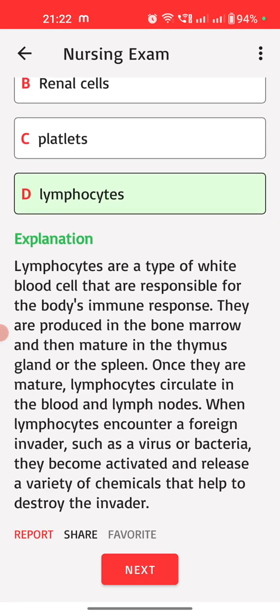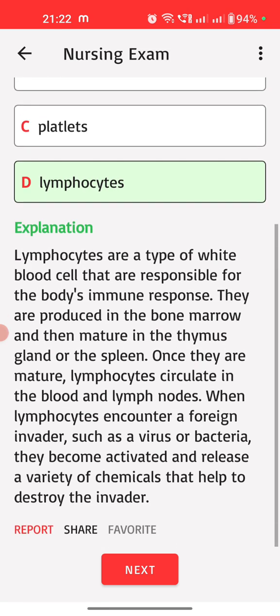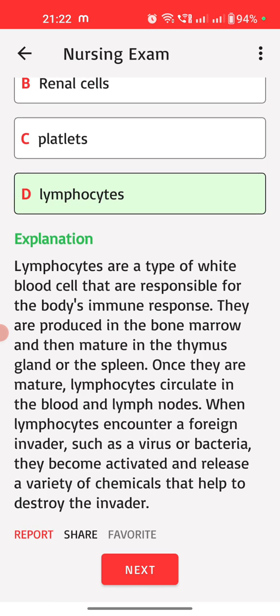Lymphocytes are a type of white blood cell that are responsible for the body's immune response. They are produced in the bone marrow and then mature in the thymus gland or the spleen. Once they are mature, lymphocytes circulate in the blood and lymph nodes. When lymphocytes encounter a foreign invader, such as a virus or bacteria, they become activated and release a variety of chemicals that help to destroy the invader.